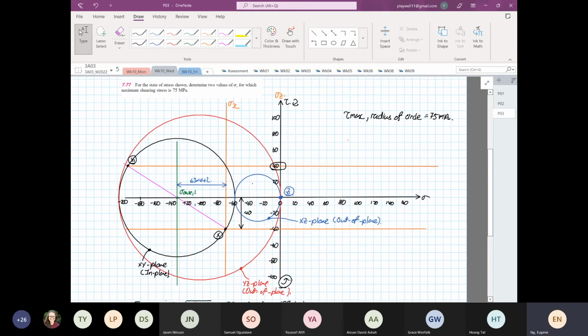given what we are given is the maximum shear stress in any condition is what? 75 what? Megapascal. So what does this mean? Okay. So the element cannot go, sorry, the Mohr circle cannot go out the 75. Okay, so I'm going to draw the 75 line.